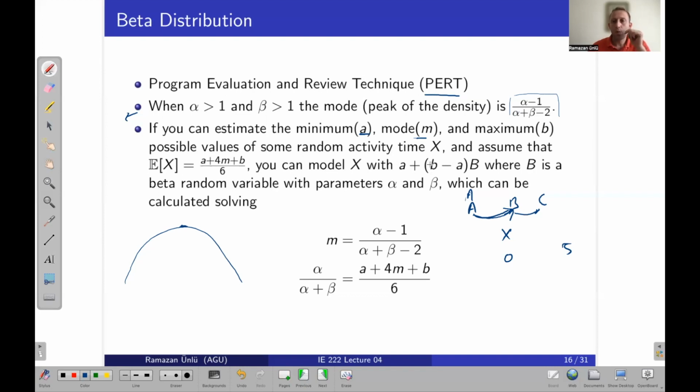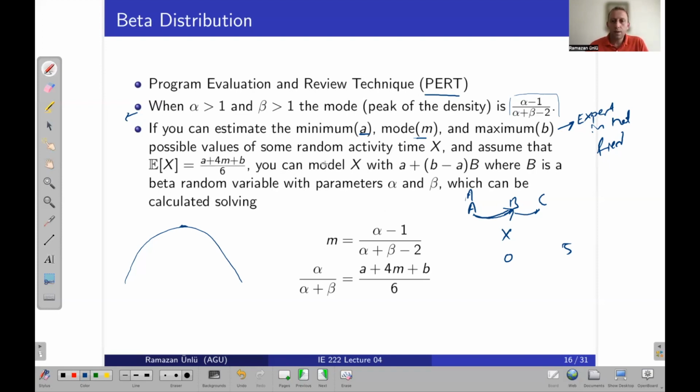And also, one important thing here, how we can estimate the A, M, and B, minimum, mode, and the maximum values. The easiest way, if you are an expert in that kind of project, you can estimate this thing. If not, you are just doing the role of project manager, and then you can ask an expert in that field. For example, you can ask a civil engineer if you are building something.